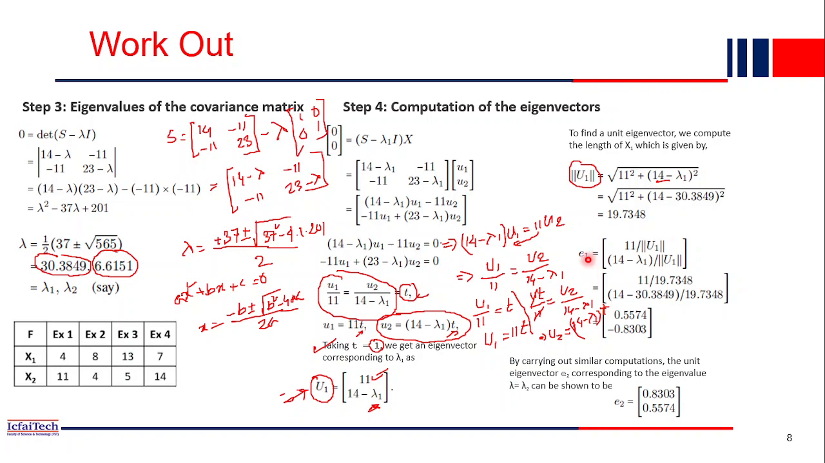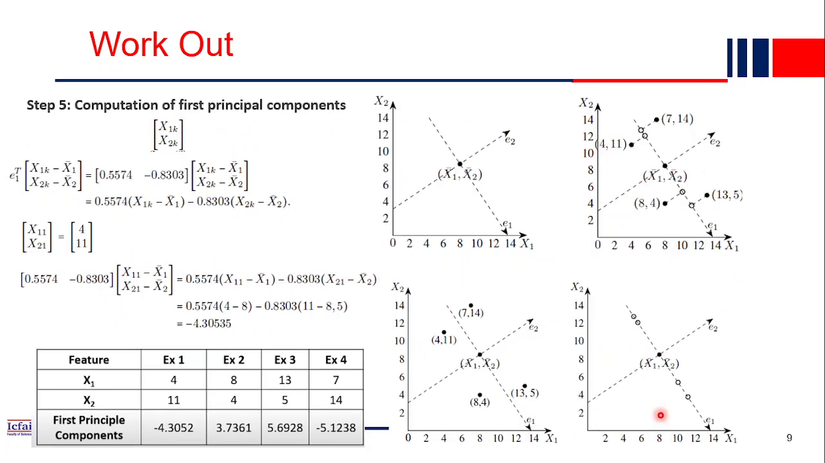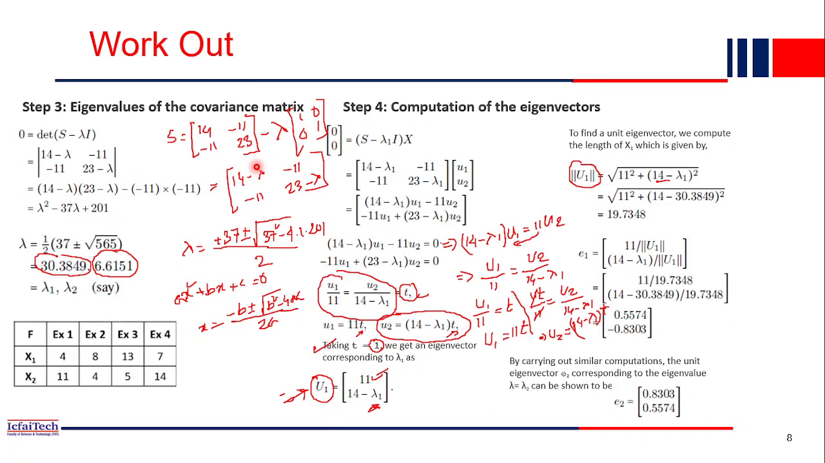E1 is called first principal component. So if you see what is E1 value, you got 0.55 and minus 0.83, and E2 you got 0.83 and 0.55. So this is step 4 where we have calculated the eigenvectors. So now this is the last slide. Now almost problem is solved. So E1 and E2 already we have calculated. So how much was E1? E1 is 0.55 and minus 0.83.